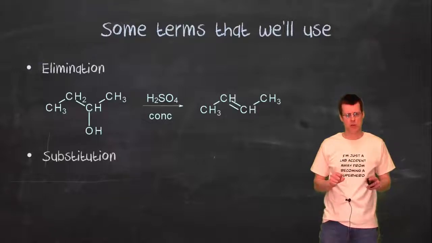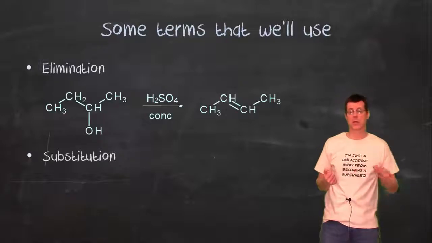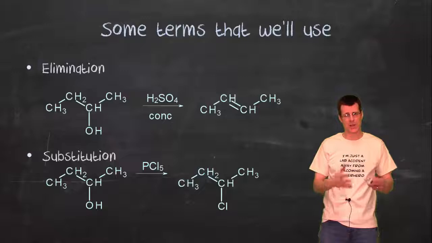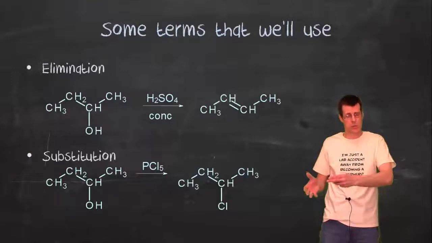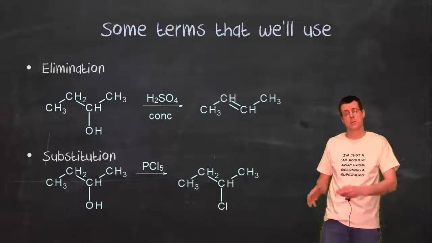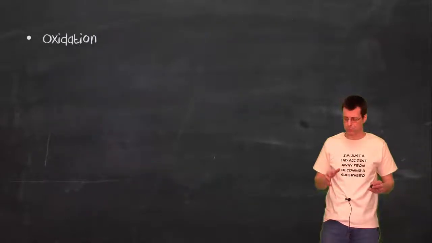There's a substitution reaction. Something comes out, something else goes in to take its place. So in this particular one, I have substituted a chlorine for the OH group. So I've converted from an alcohol to an alkyl halide.